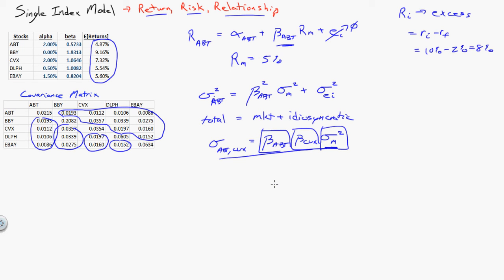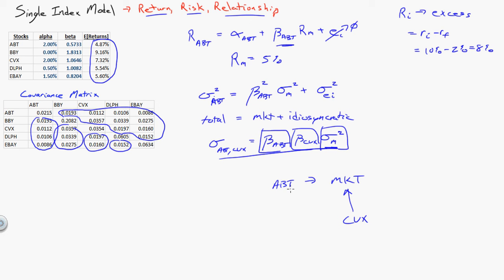I know the relationship of Abbott to the market, right? I know the relationship of Chevron to the market. Beta tells me, that's an important point, beta tells me the relationship of Abbott to the market, relationship of Chevron to the market. But I want to know the relationship between the two.